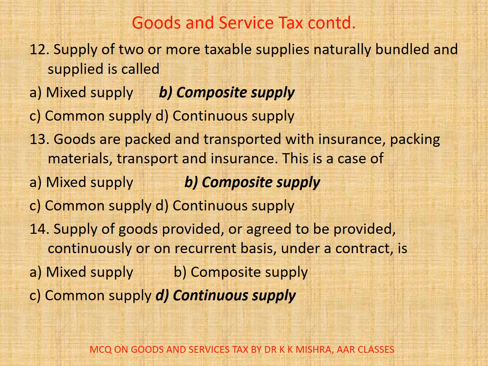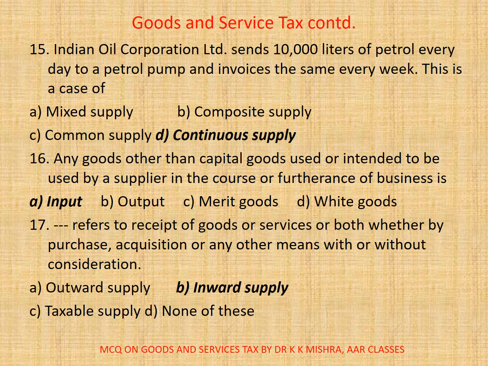14. Supply of goods provided or agreed to be provided continuously or on recurrent basis under a contract is A. mixed supply, B. composite supply, C. common supply, D. continuous supply. The correct option is D. continuous supply.